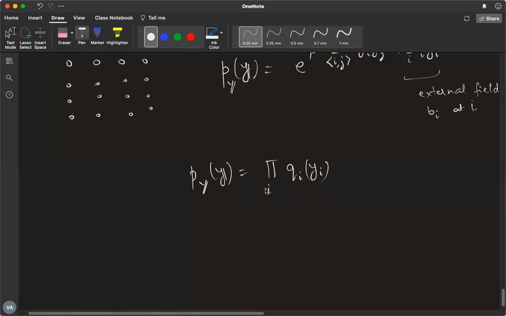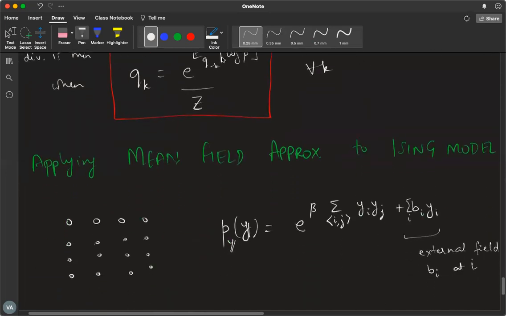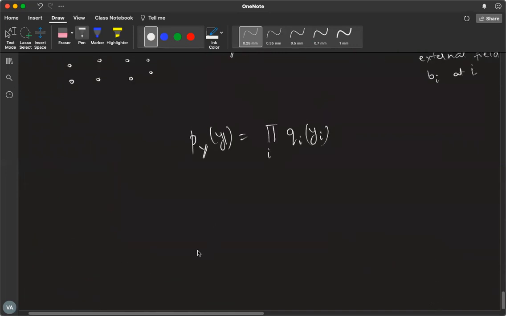Now, let us apply the result of mean field approximation. What is the result? So this was the result. And let us see what is my log of qk. Means it's exponentials. I will just work with this term. So my qk is basically, or my log of qk, using mean field approximation.